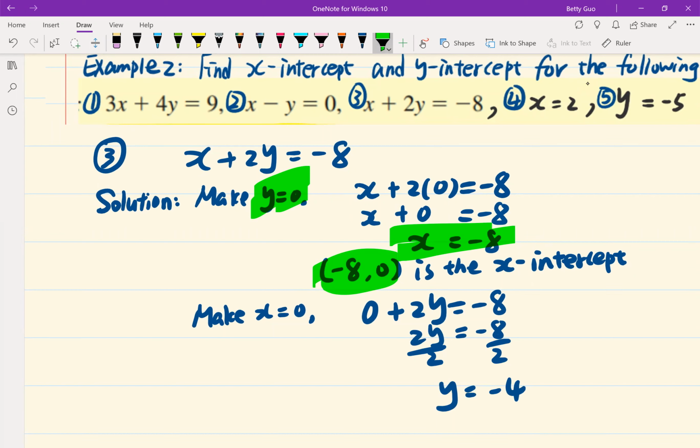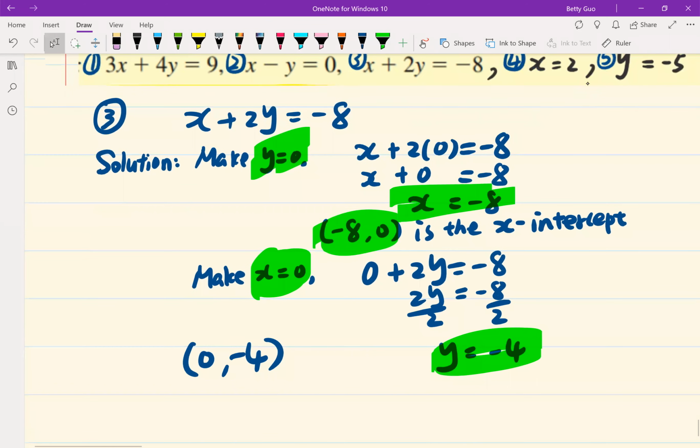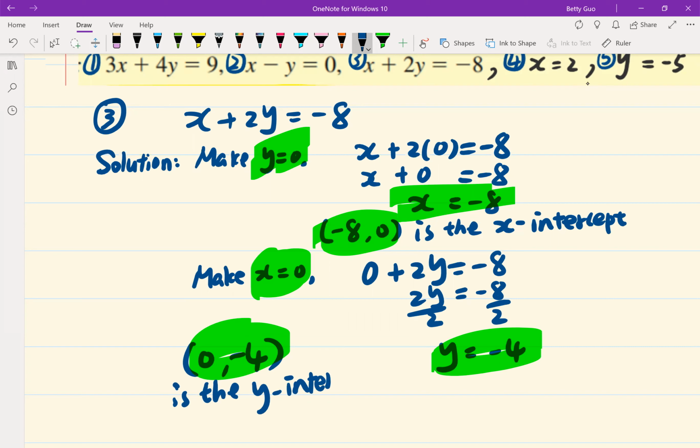You see, when we make x be 0, we have the corresponding y, right? We have an ordered pair. You're always going to put the x coordinate as the first component, y coordinate as the second component. So this ordered number pair, that point, is the y-intercept of the line. Okay, so this is how we find the x-intercept and the y-intercept.